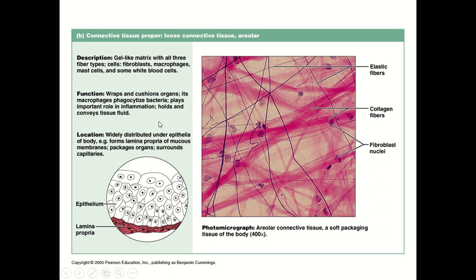As for its location, it is very widely distributed under the epithelia of the body, such as forming the lamina propria of mucous membranes. It also helps to package organs and surrounds capillaries.